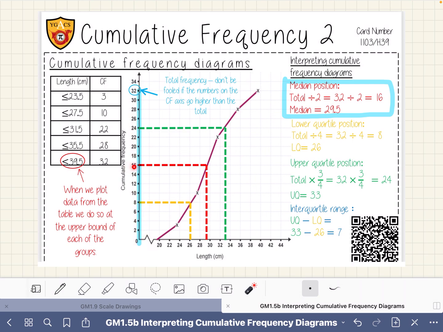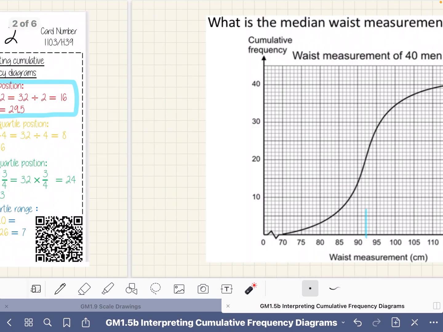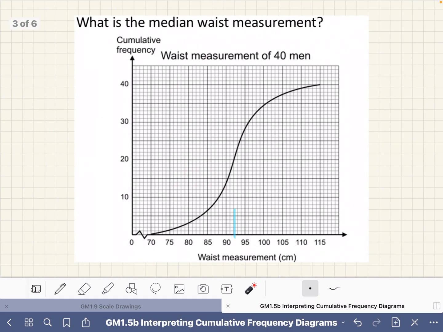Okay, so step 1 is to identify the size of the y-axis. Step 2, the position is halfway on that y-axis, with the total being the top value. And then you draw a line across and down to the x-axis to make your reading. Okay, press pause and see if you can calculate or interpret the median from this cumulative frequency diagram.